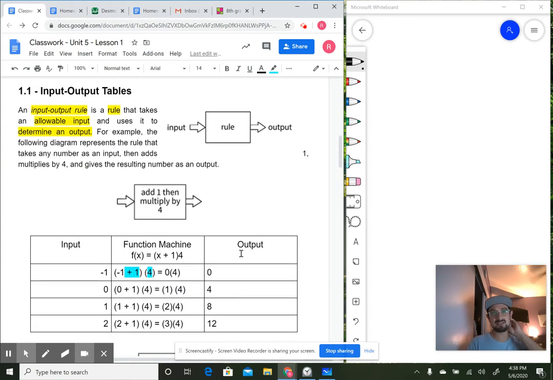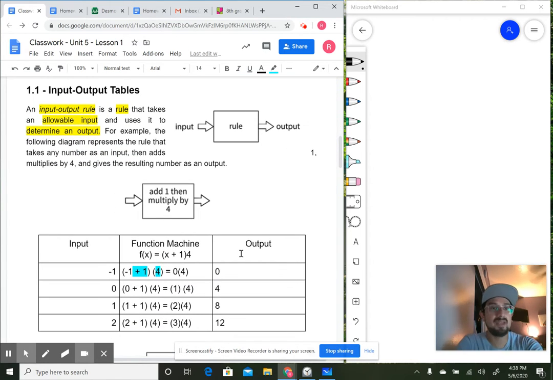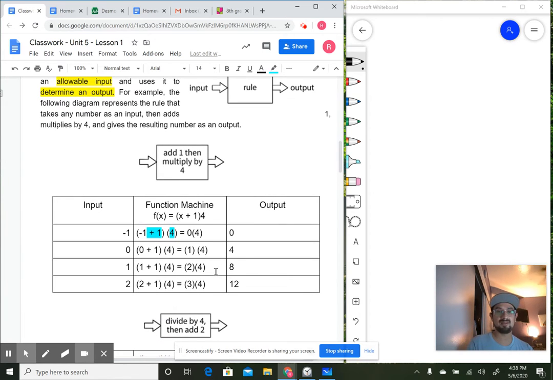So now for today's lesson, an input-output rule is a rule that takes an allowable input and uses it to determine an output. For example, the following diagram represents a rule that takes any number as an input, then adds multiples of 4, and gives the resulting number as an output. So we're talking about this a little today. Think of it like a machine. You take something, you do something to that something, and you get something else. In math, you take a number, you do some operations to that number, and then you get a different number. So here you can see that for this input-output rule, it's add 1, then multiply by 4.